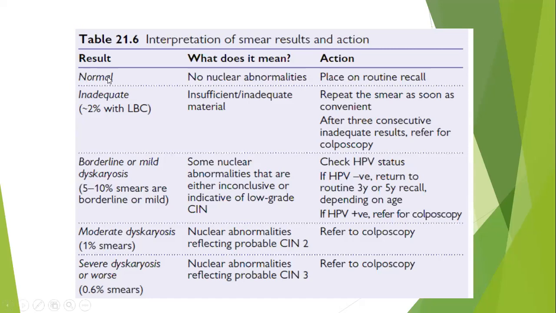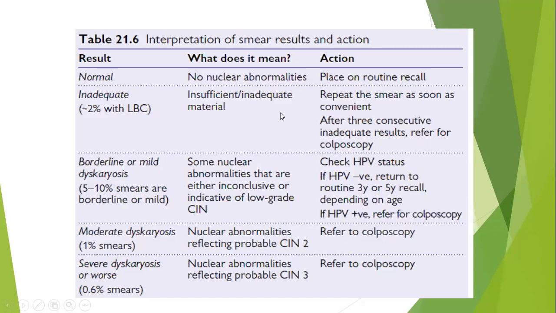If the result is normal, then you place it on a routine recall every 2 years or 3 years. If the result says that the sample is inadequate, you repeat it as soon as possible. And after 3 consecutive inadequate results, refer to colposcopy.